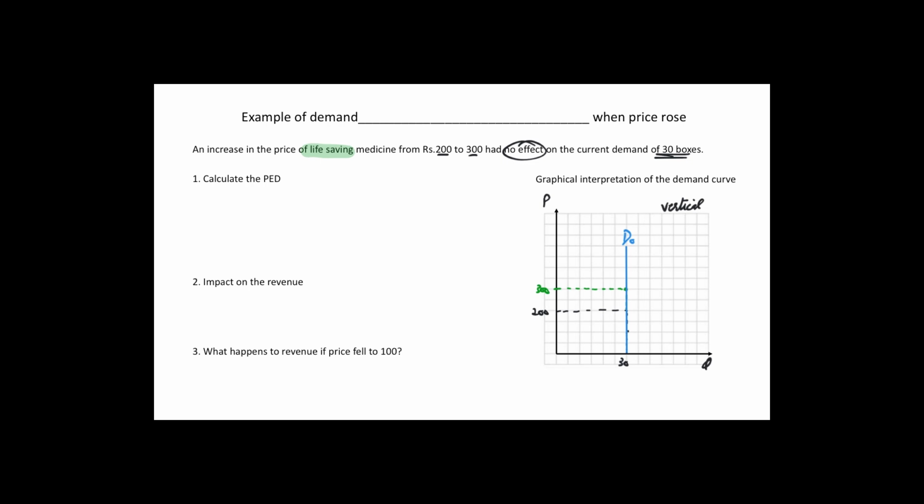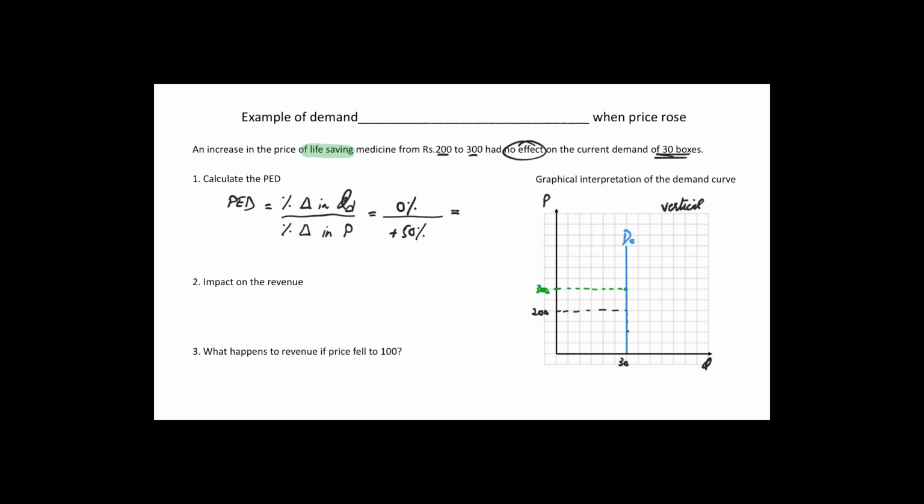So let's calculate some numbers. Let's do the formula. PED is equal to percentage change in quantity demanded over percentage change in price. So price goes from 200 to 300, that's a plus 50%. All right, so from the calculator's point of view, since the demand is not changing at all, the percentage change in demand is 0%. So just to avoid any confusion, in your calculator, you put in the numbers 0 divided by 50.